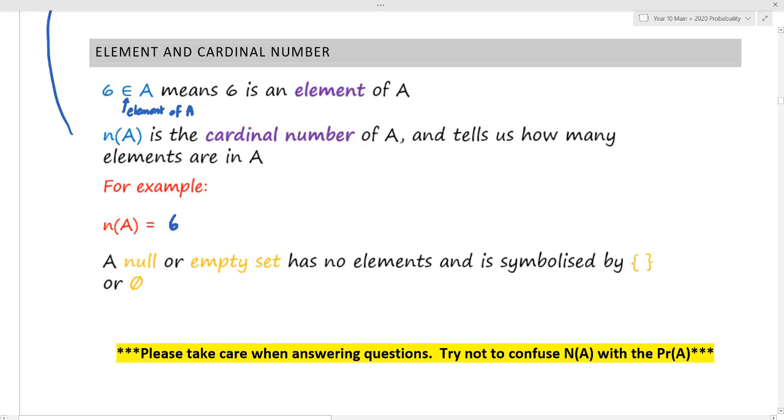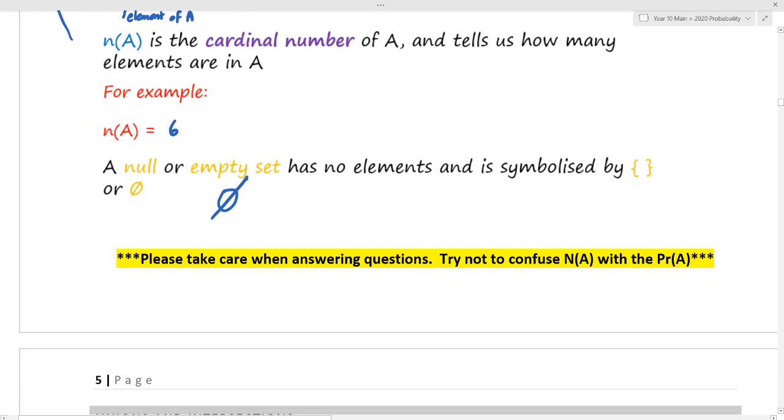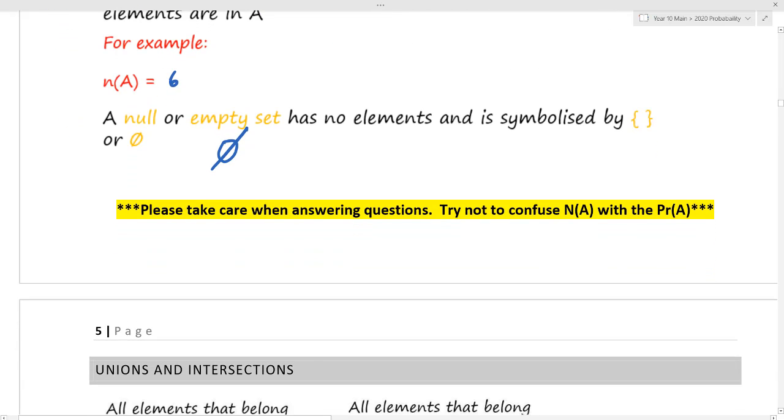An empty set can be referred to as a null set. Are we going to ask you too many questions, do you think, where we've got nothing in there? Probably not, but it's still nice to know. Are there any questions so far?